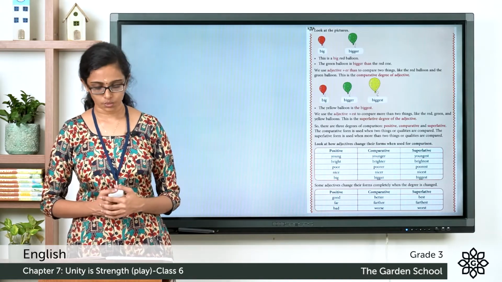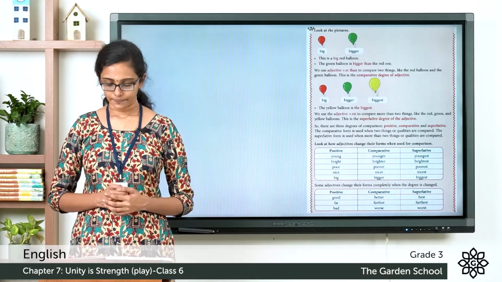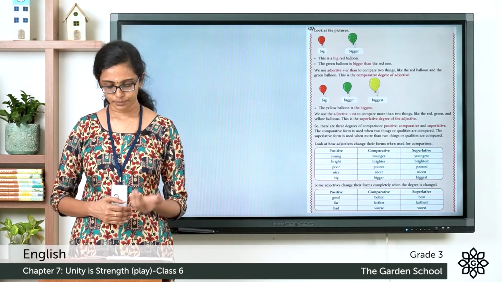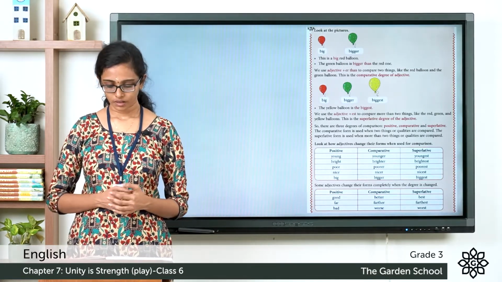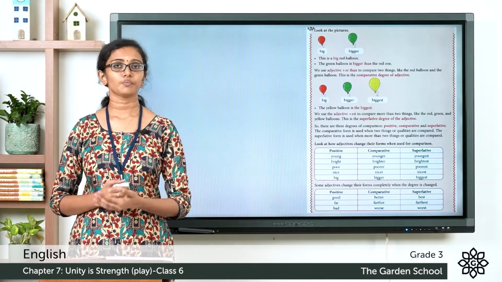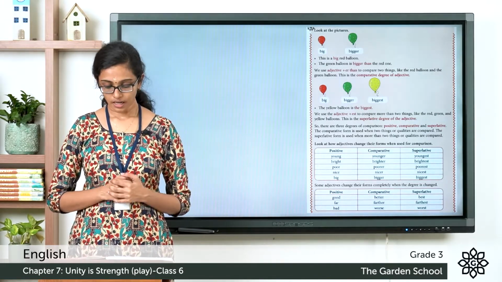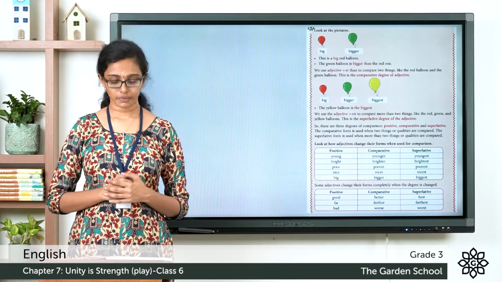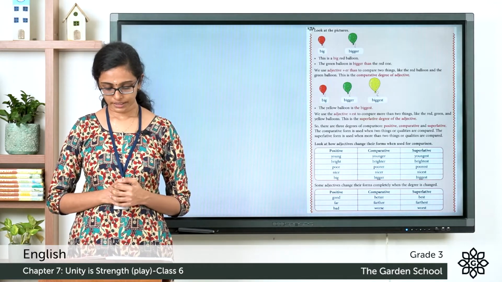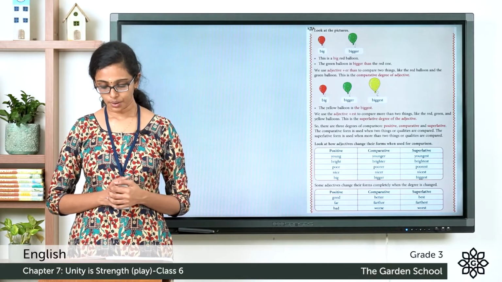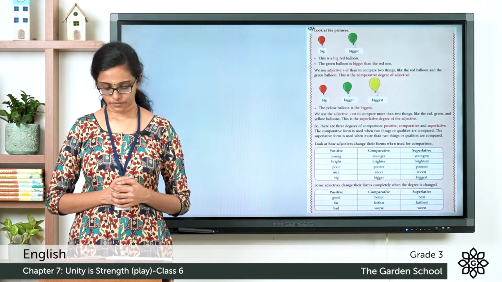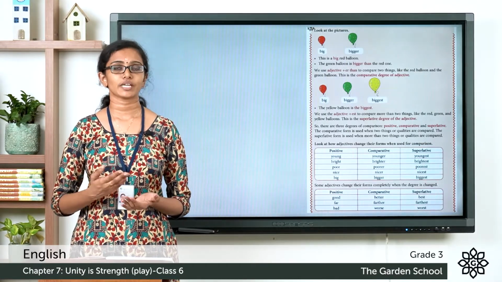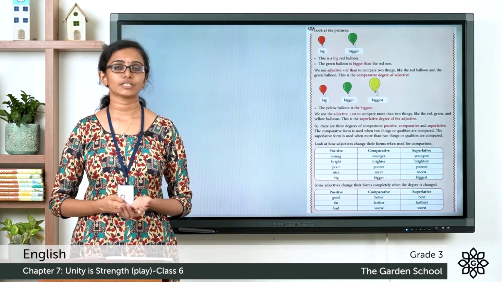Let's have a look at these words. So the word young, younger, youngest. Bright, brighter, brightest. Poor, poorer, poorest. Nice, nicer, nicest. Big, bigger, biggest. Some adjectives change their forms completely when the degree is changed. So there are some words or adjectives which completely change their form when the degree is changed.